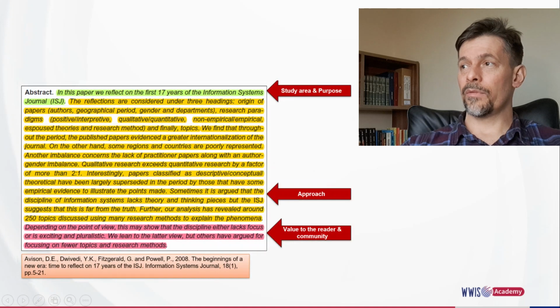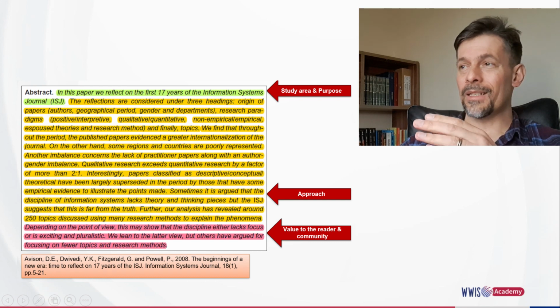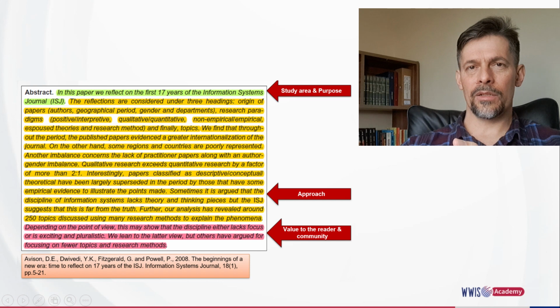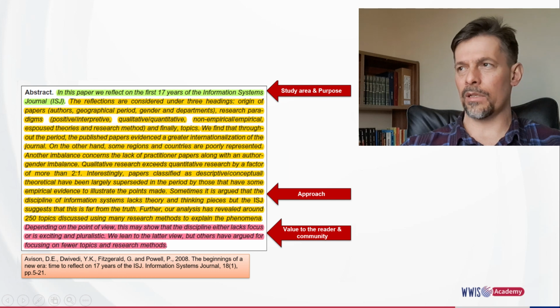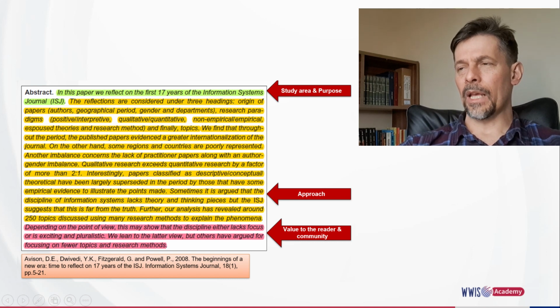In this example from the Information Systems Journal, the study area and purpose is given as a one-liner, and then there's quite an extensive section that talks to approach. Now, this is an interesting example to show how approach is different from stating a methodology because it actually also talks to how the paper is structured. It talks to 3 headings. And then the last section talks to the value to the reader and the community.